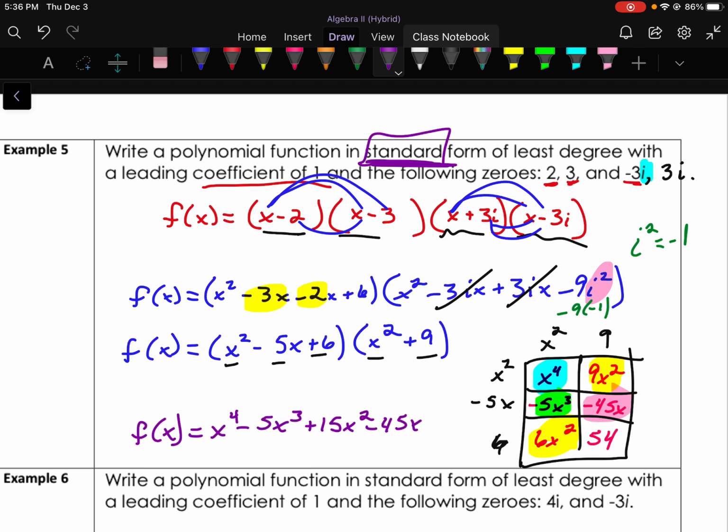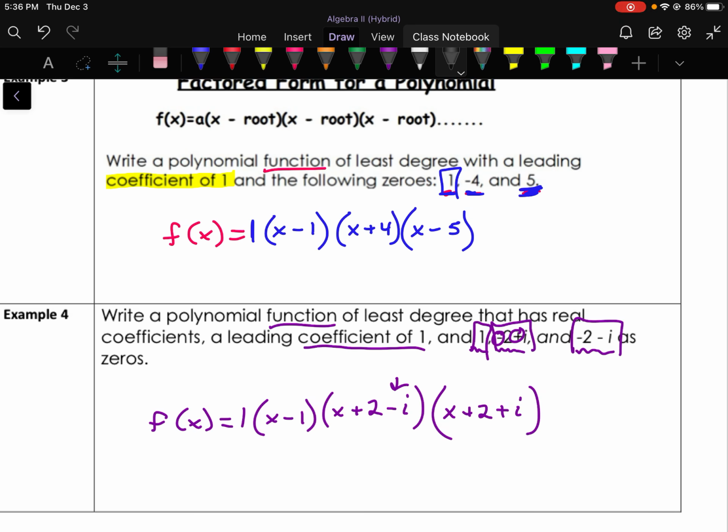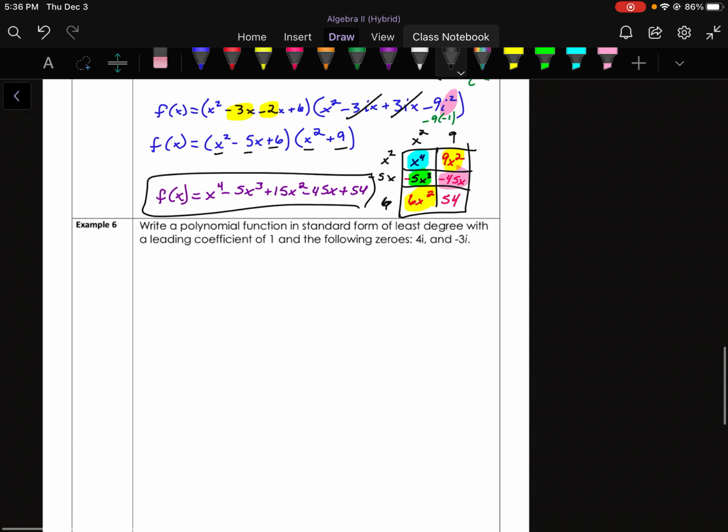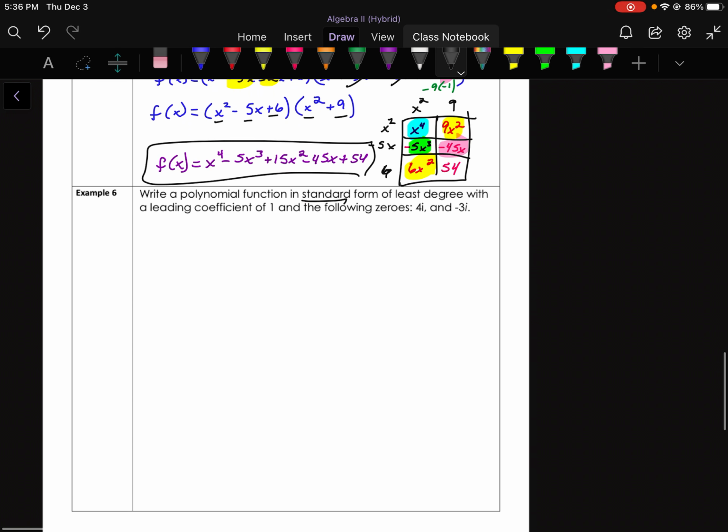Just make sure if it doesn't say, like these other two examples, leave it in factored form, you're good. There is one more example for you to do here, which does require standard form. So that means you will have to multiply out. Just a reminder, 4i and negative 3i are the solutions, but you also need to include the conjugates, and that's it.